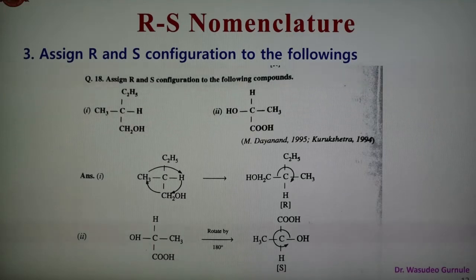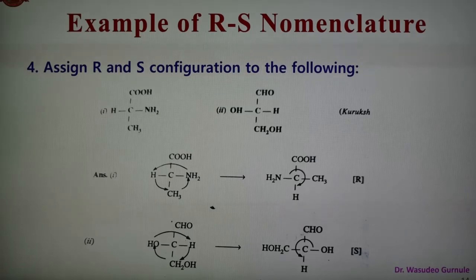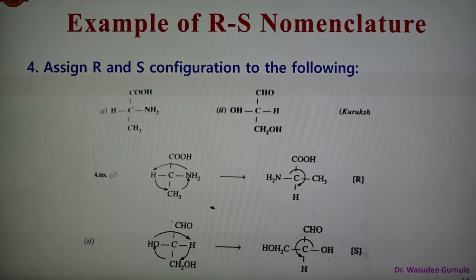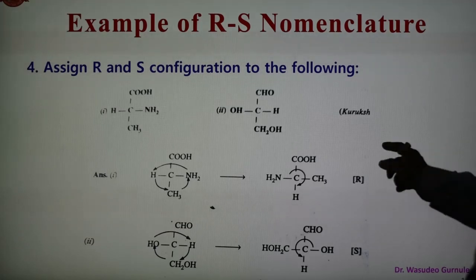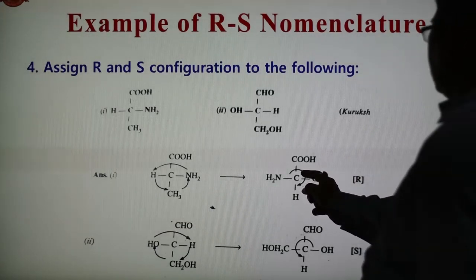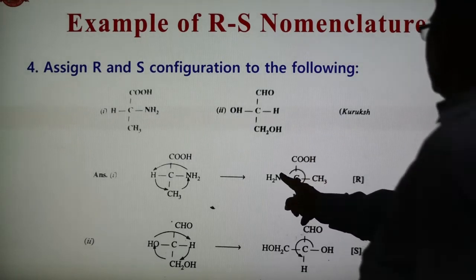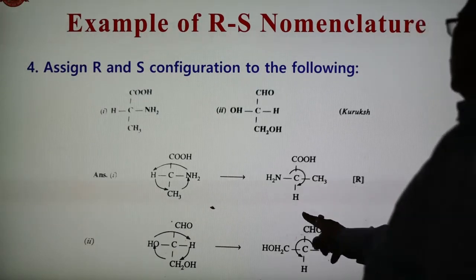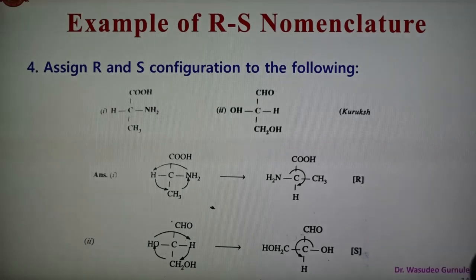So we can find out, we can assign the R or S configuration to the organic compound. A fourth example is also given here, and in this case we assign the R and S configuration to the following compounds. So this is the first one and this is the second one. In this case this carbon has 4 different groups. So this is 1, this is second, this is third, and this is fourth. In this way this is R, clockwise. So this compound has R configuration.